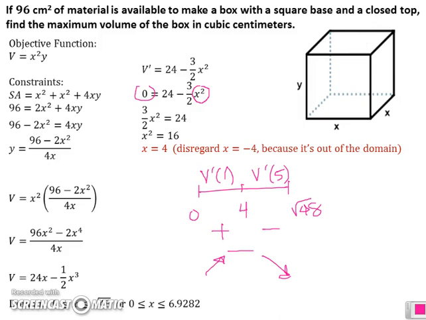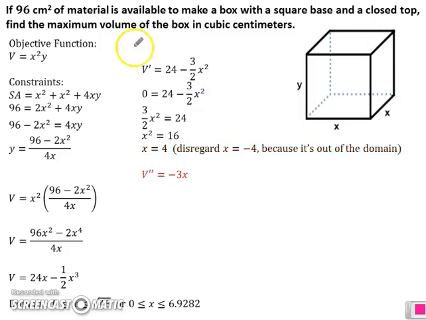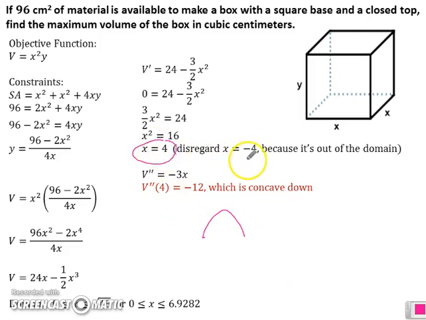Again, I like the second derivative test. So I took this first derivative equation, and I took the derivative of that. So you end up with just negative 3x. And this time you get to plug in the critical point. So if you plug in the 4, you end up with negative 12. It shows you that it's concave down. So if you end up with a critical point that has this shape, then it proves it's a maximum. So now we have our answer, x equals 4 is going to give us the maximum volume.